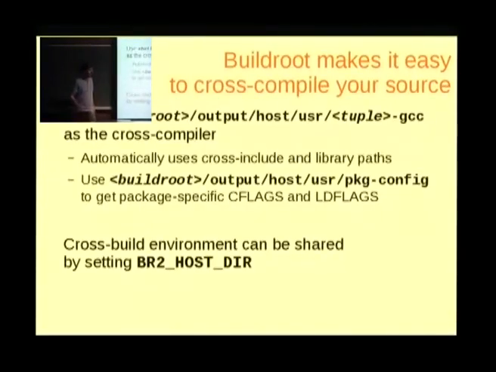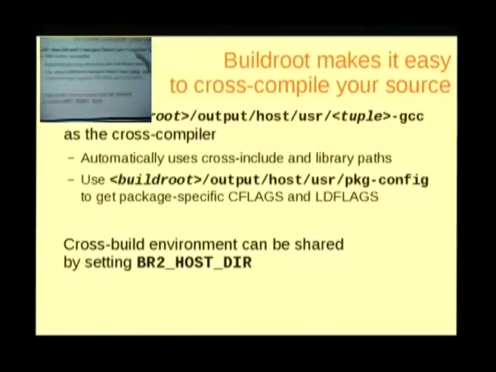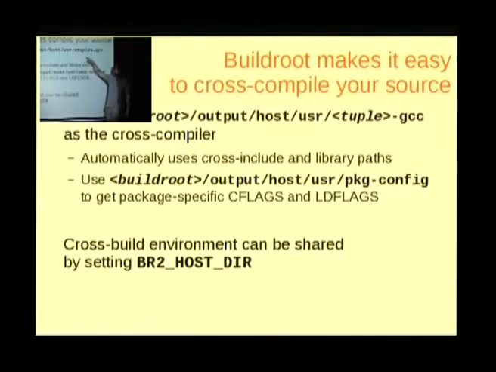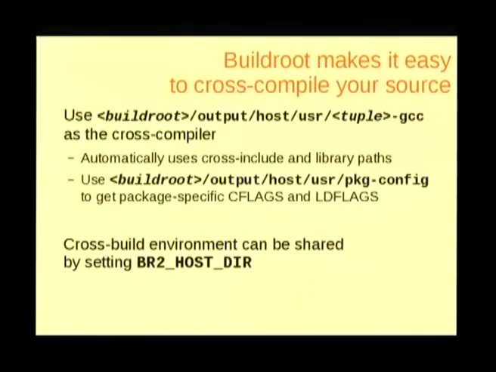And then cross-compiling some source without making it a buildroot package is also easy. So you have your buildroot directory, and then this path output/host/usr/bin, and then the cross-compilation tuple like arm-buildroot-linux-gcc for the compiler, or ar for the archiver. And if you use that path, then it will use your cross-build environment to find libraries and includes.